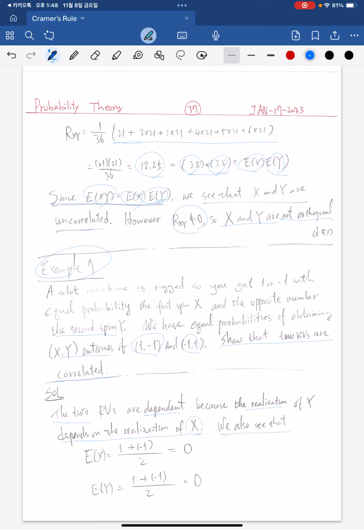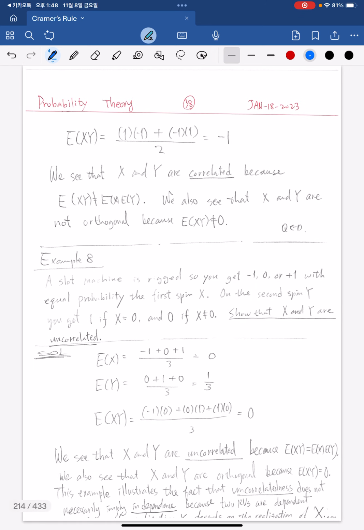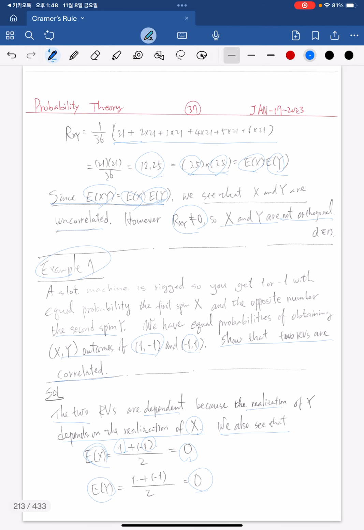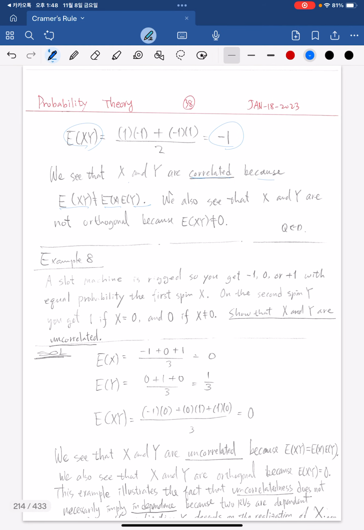We also see that X가 1 아니면 마이너스 1이므로 E[X] 평균값은 0, E[Y]도 0. E[XY]는 어떻게 돼요? 1 하면 마이너스 1, 마이너스는 1. 오, 이거는 마이너스 1이 되네. We see that X and Y are correlated because E[XY]가 E[X]E[Y]하고 안 같거든요. 예. E[X]E[Y]는 제로인데 E[XY] 자체는 마이너스 1이에요. We also see that X and Y are not orthogonal because E[XY] is not equal to 0.